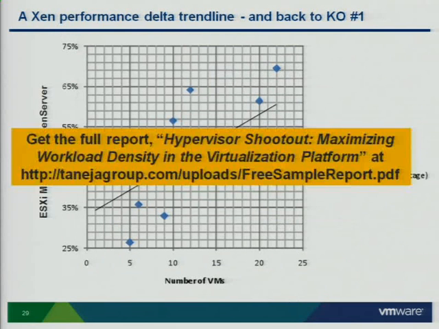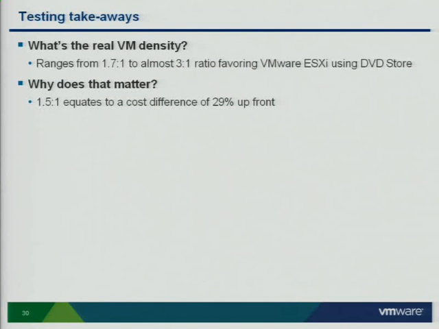At the end of the day, what we found is there's still a big difference between hypervisors: a 1.7 to 1 to 3 to 1 density ratio in favor of ESXi today. And based on our assessment of those cost models a couple of years ago, we decided at that time that just a 1.5 to 1 difference could give you a 29% upfront cost advantage. The cost to the future of your virtual infrastructure is likely much greater than that. The cost today is more than 29% just in upfront.